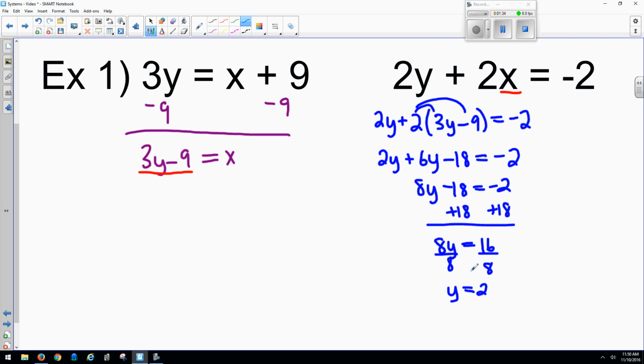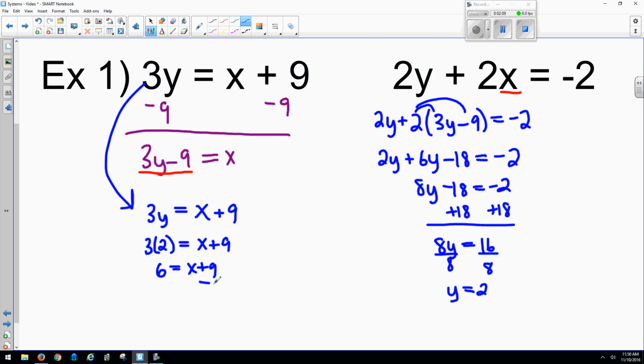Keep in mind that when you have a system of equations, the solution is an ordered pair. So what we have so far is the y value of that ordered pair. I'm going to go ahead and take this original equation up here to get our x value. So I'm going to substitute the y value that I got. It's always a good idea to use the original equation when you're finding out what the other value is. So I have 6 equals x plus 9, subtract 9. So it looks like our x value is going to be -3.